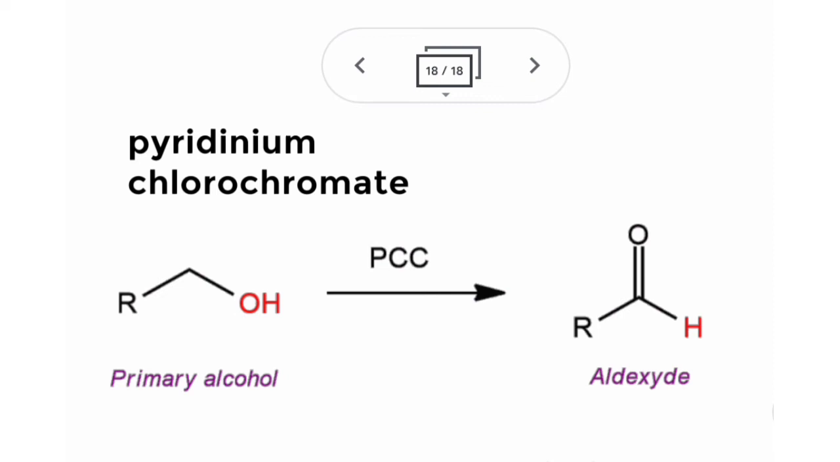So PCC can be used to oxidize both primary alcohols and also secondary alcohols. Now, you must note that if you use PCC to oxidize a secondary alcohol, you're going to produce a ketone only. While if you use PCC to oxidize a primary alcohol, you're going to get an aldehyde.